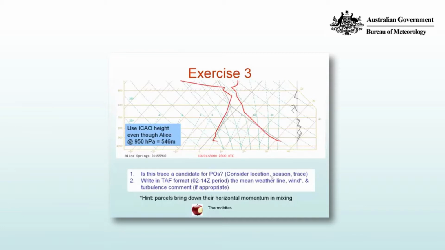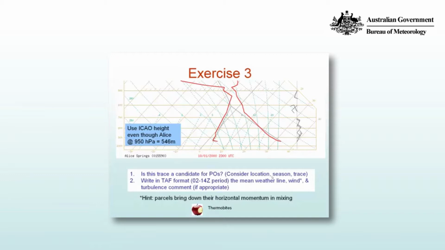You might want to go back in the handouts and look at previous examples of TAFs for this particular phenomena. Just a note for the wind, remember that parcels bring down their horizontal momentum in mixing. So if there are stronger winds aloft and you have thermal mixing, then you'll bring down those wind speeds. So pause this video now and have a crack at this exercise.